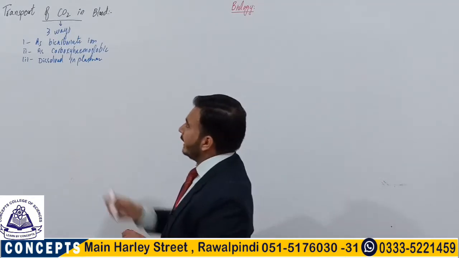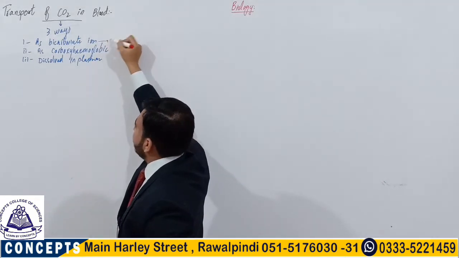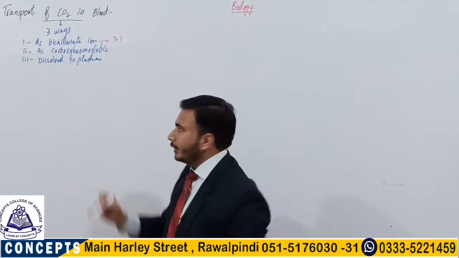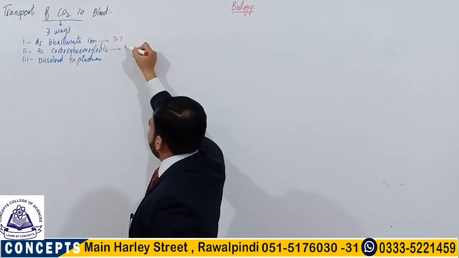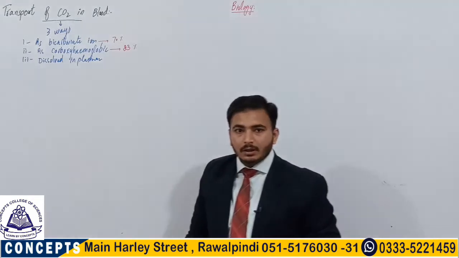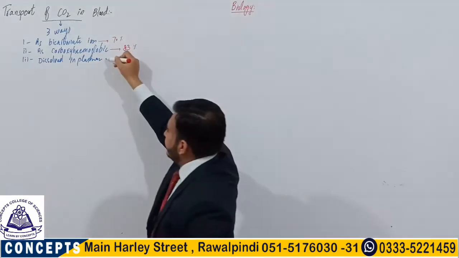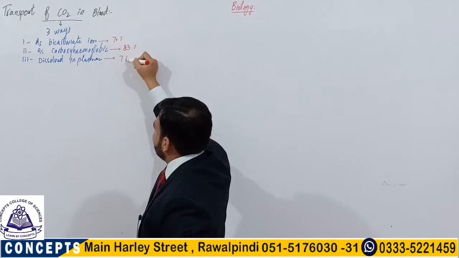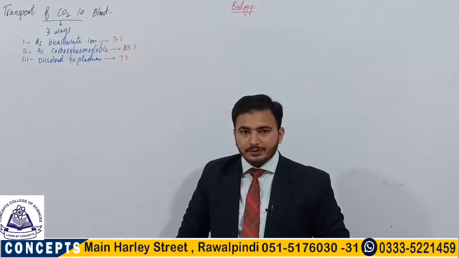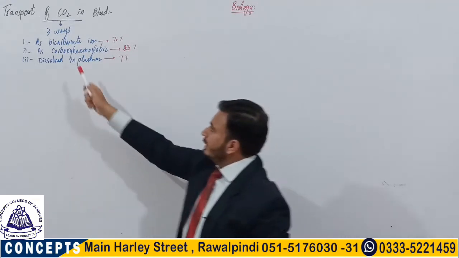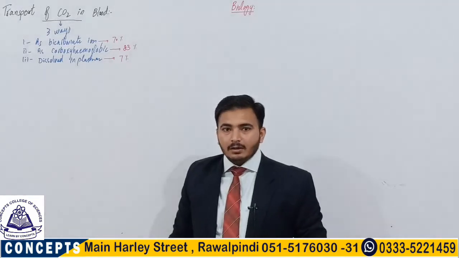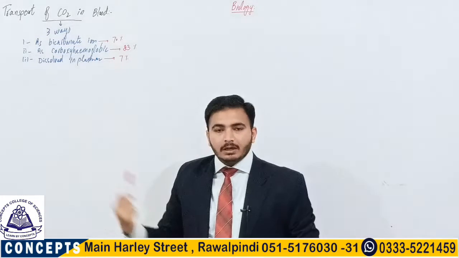How much carbon dioxide is transported as a bicarbonate ion? That is 70%. 23% of carbon dioxide is transported as carboxyhemoglobin, while the remaining 7% is transported dissolved in plasma proteins. So to understand the transportation of carbon dioxide into blood, there is a basic idea about partial pressure.